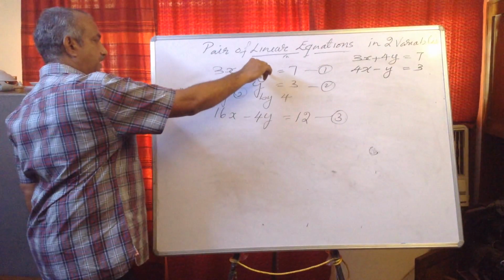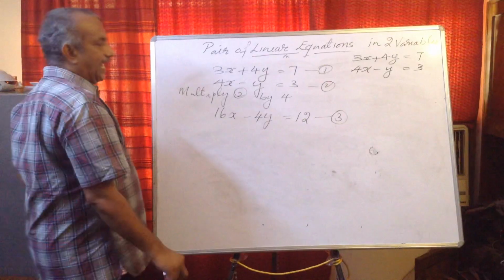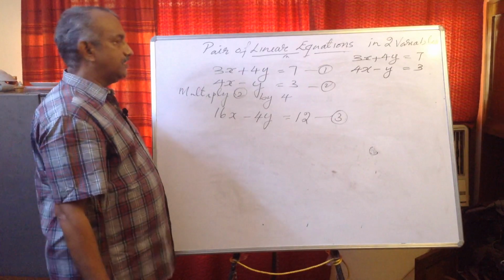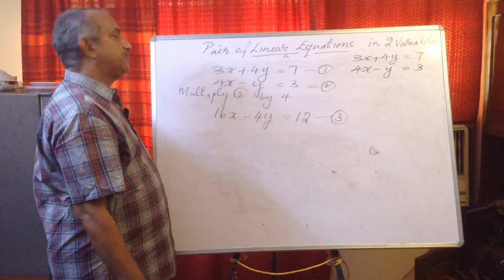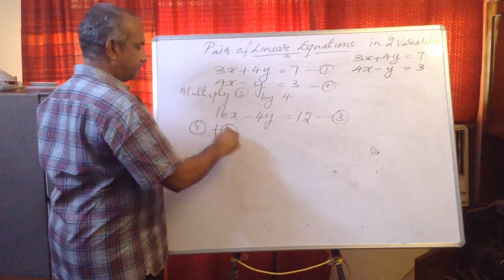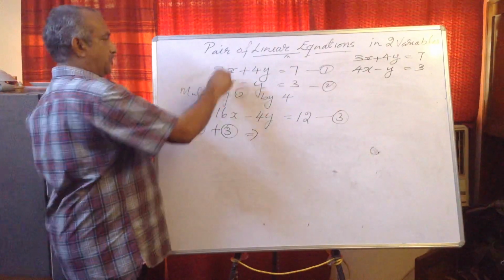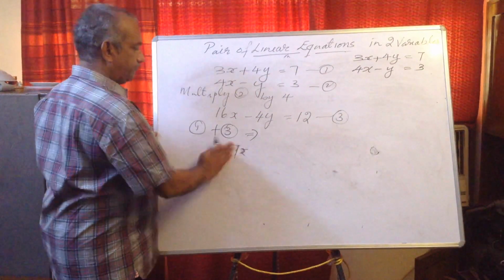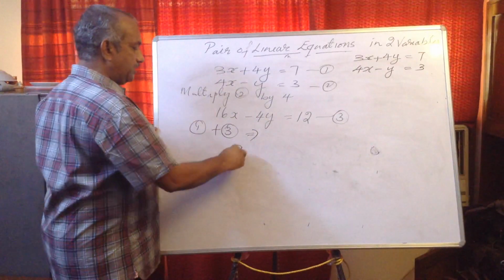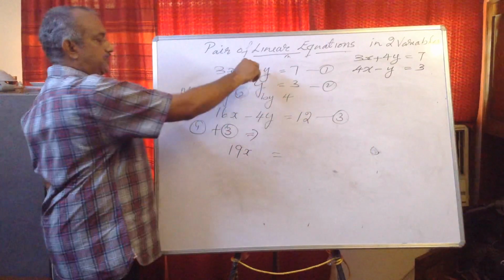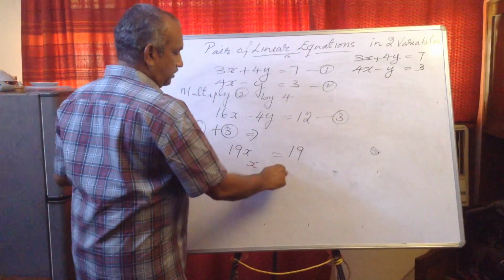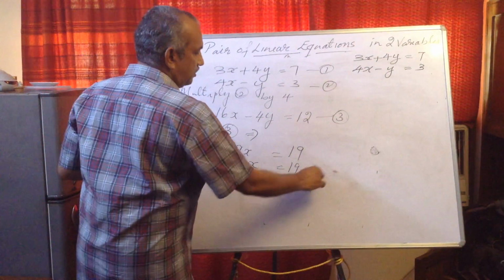Now this is plus 4y, this is minus 4y. If we add equation number 1 and equation number 3, then y will get cancelled and you will get a linear equation in x, and we can find the values of x and y. So I am going to add 1 plus 3. Equation number 3, 16 plus 3, 19x is equal to, because plus 4y minus 4y is cancelled, and 12 plus 7 again 19. So x is equal to 19 upon 19 is equal to 1.